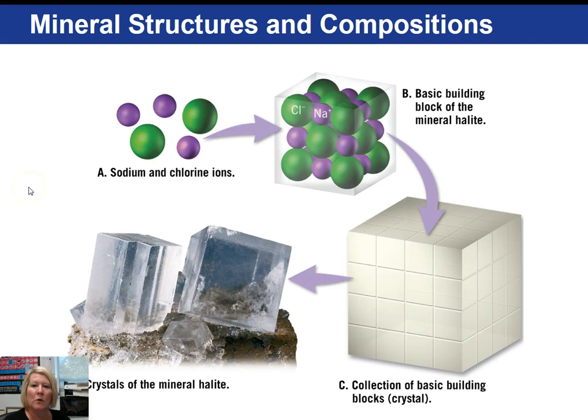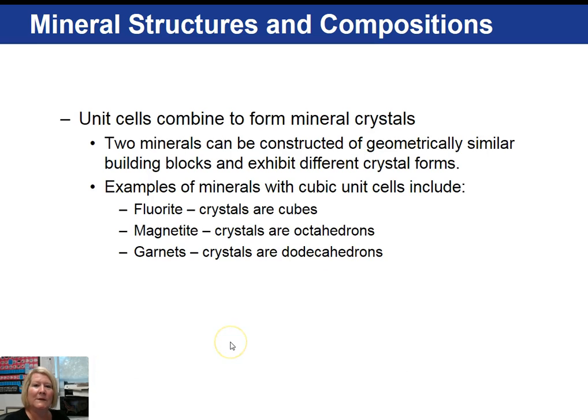Looking at sodium chloride, we're going to start with the sodium and the chlorine atoms. Chlorine atoms are in green, the sodium in purple. And we can put them together to create this basic building block of the mineral halite. So it's a collection of building blocks. And here we see crystals of the mineral halite. Unit cells combine to form mineral crystals.